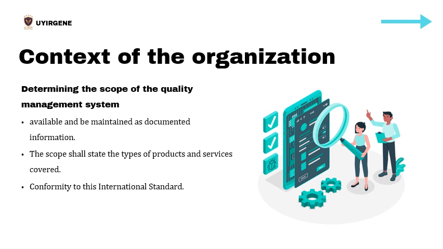The scope of the organization's quality management system shall be available and be maintained as documented information. The scope shall state the types of products and services covered, and provide justification for any requirement of ISO 9001 International Standard that the organization determines is not applicable to the scope of its quality management system. Conformity to ISO 9001 International Standard may only be claimed if the requirements determined as not being applicable do not affect the organization's ability or responsibility to ensure the conformity of its products and services, and the enhancement of customer satisfaction.